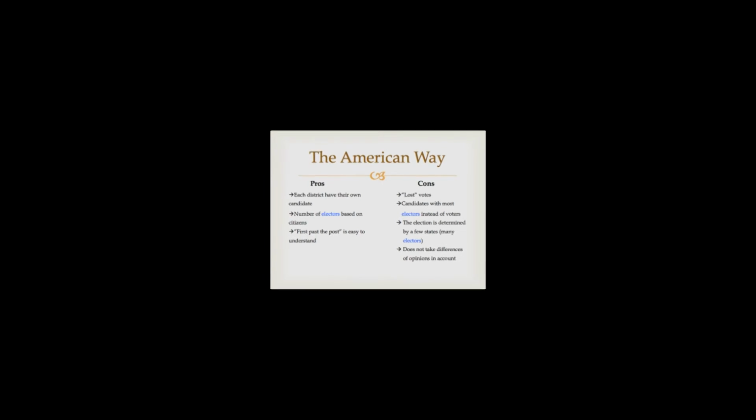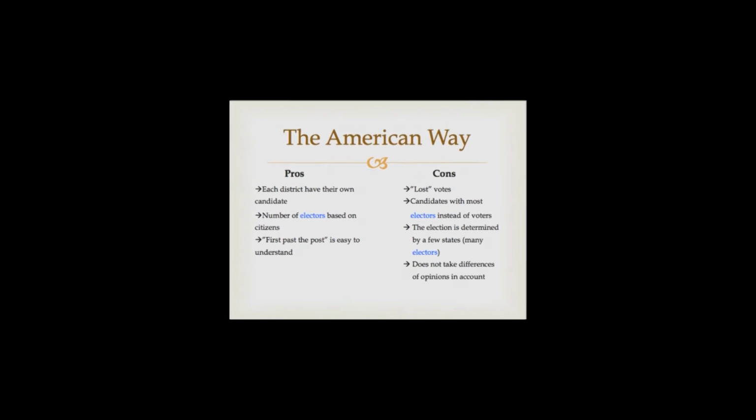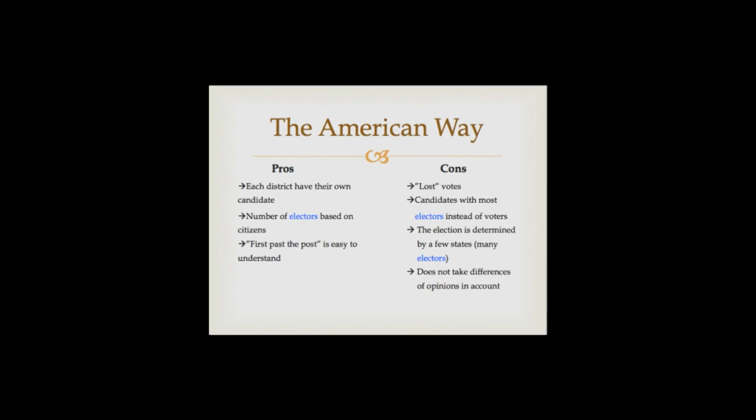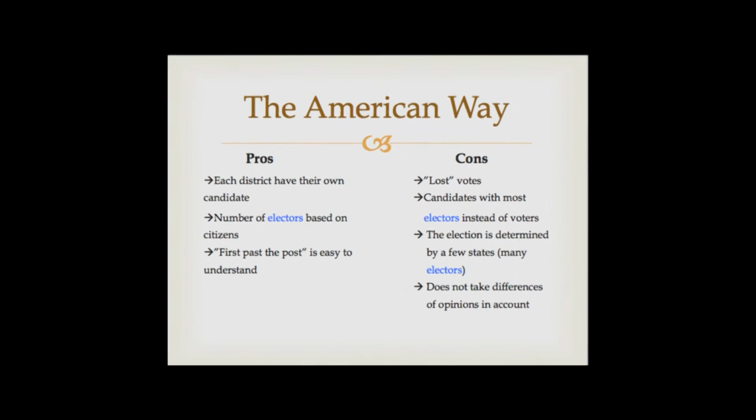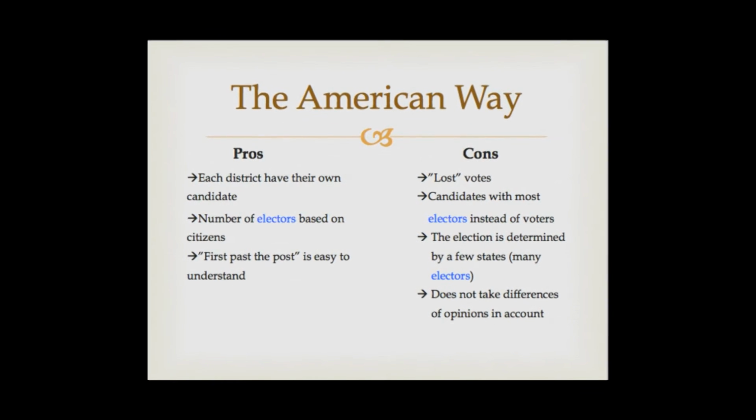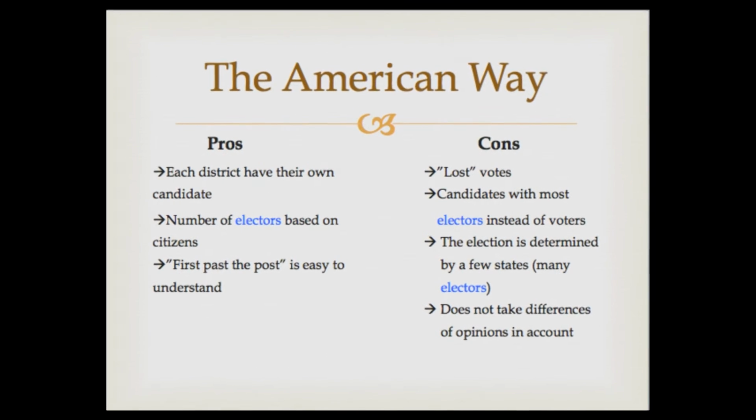If we look at the American way, then on the pro side, first of all, each constituency chooses their own local candidate. 2. The state gets the number of electors based on the population of the state. And 3. They have the first past the post system, and that is very easy to understand.